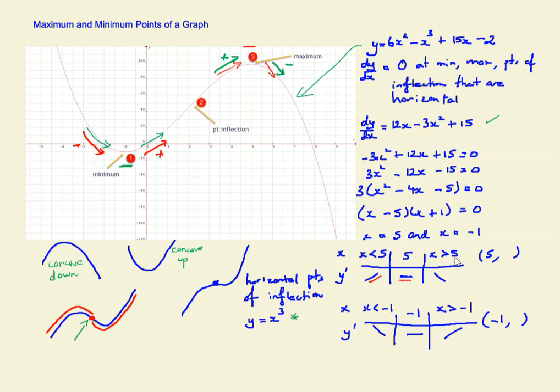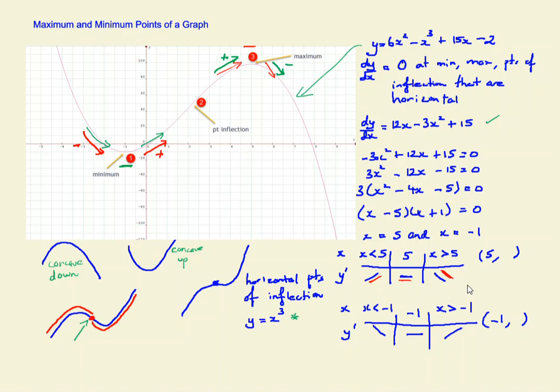Let's take something like 6 and put that into our first derivative. So that's going to be 72. 6 squared is 36. Negative 3 times 36. If you take the 72, take away that value and add 15, you end up with a negative value. Okay, so it's a downward sloping line then. You can check what that exactly is using a calculator if you wish to, but it's definitely negative.